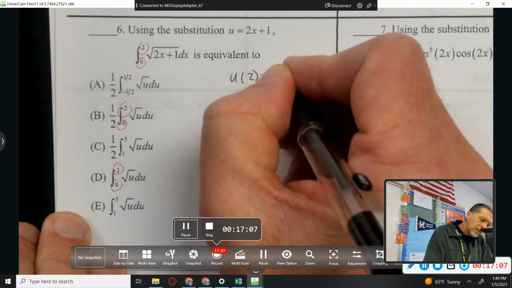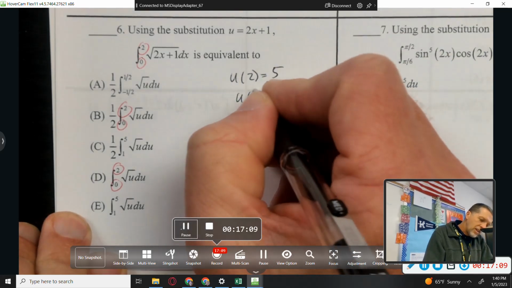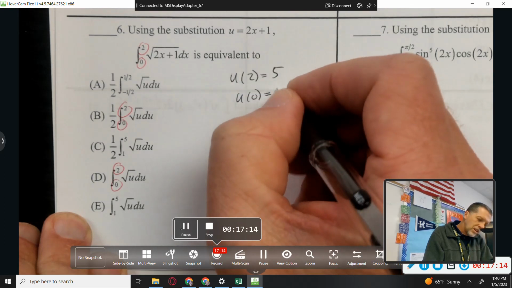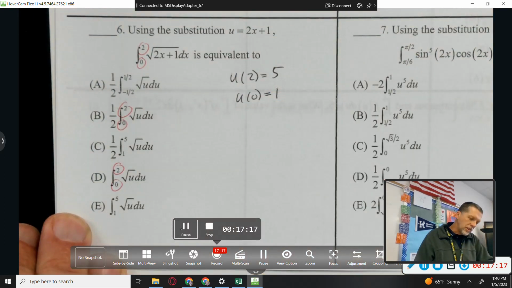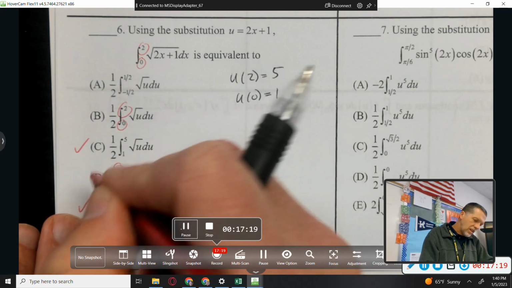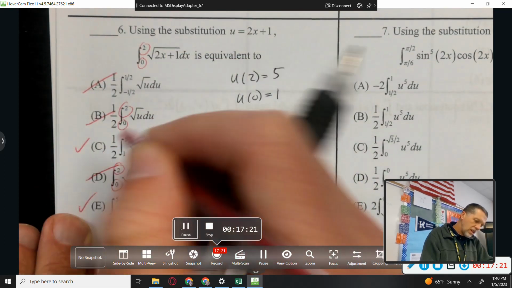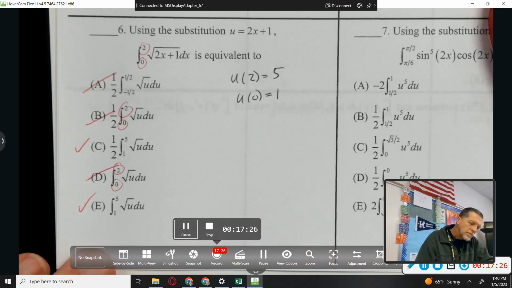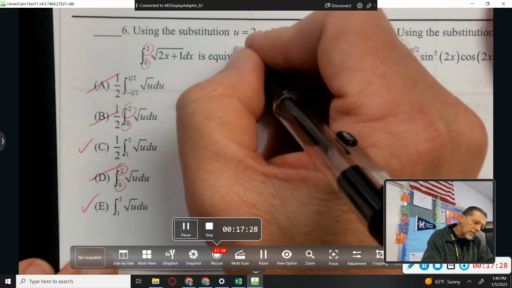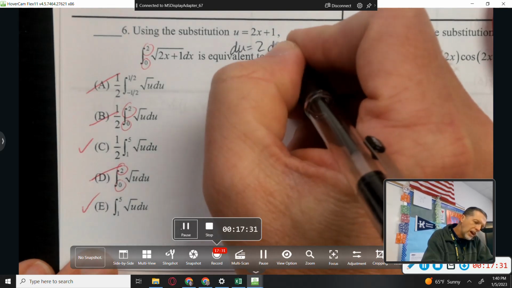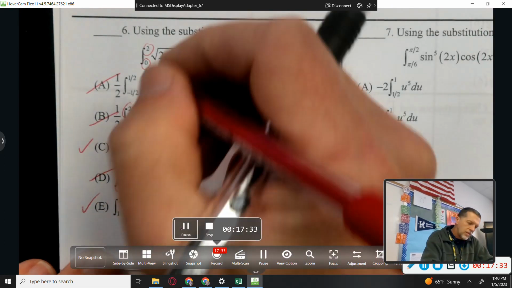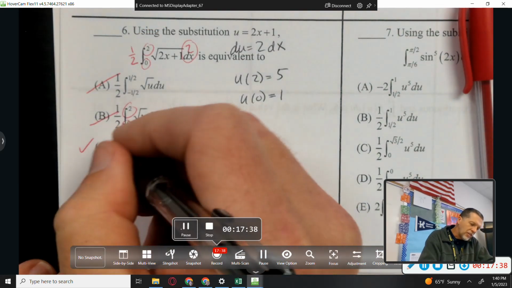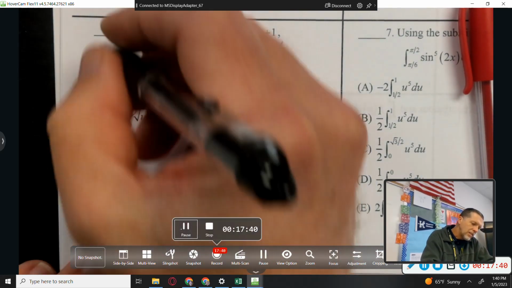So plug in the top limit, I get 5. Plug in the bottom limit, I get 1. So I know I need to go from 1 to 5. So I'm already down to C or E. Let's see, du is 2 dx. So you'd have to put a 1/2. So I need a 2 on the dx and then a 1/2 out front. And there's that 1/2 out front on choice C.